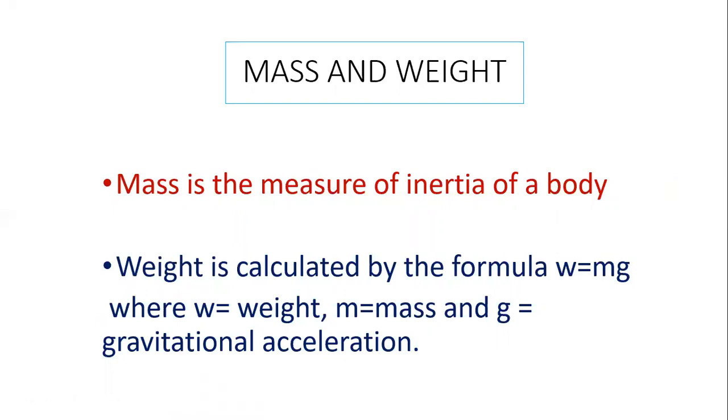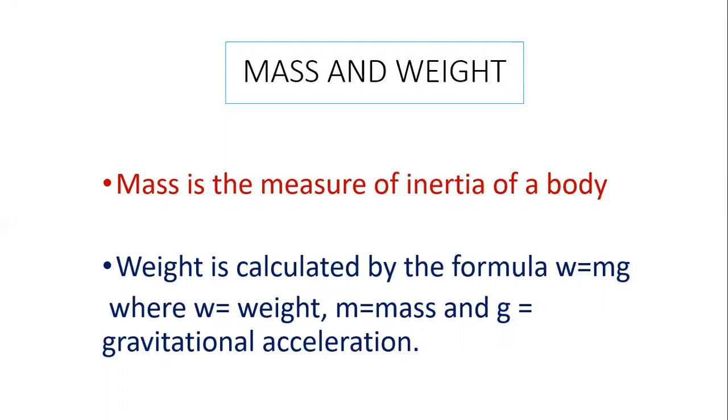Mass is the measure of inertia of a body. Greater the mass, greater the inertia. And weight is calculated by the formula W is equal to m into g, where W is weight, m is mass, and g is gravitational acceleration. The value of g is 10 on the surface of the earth.